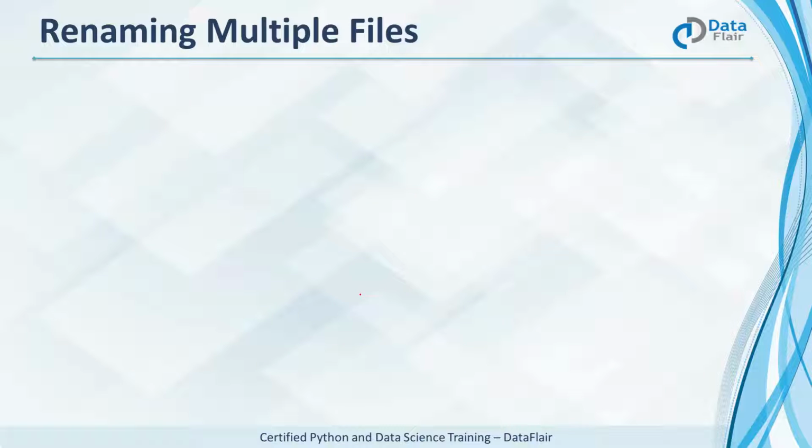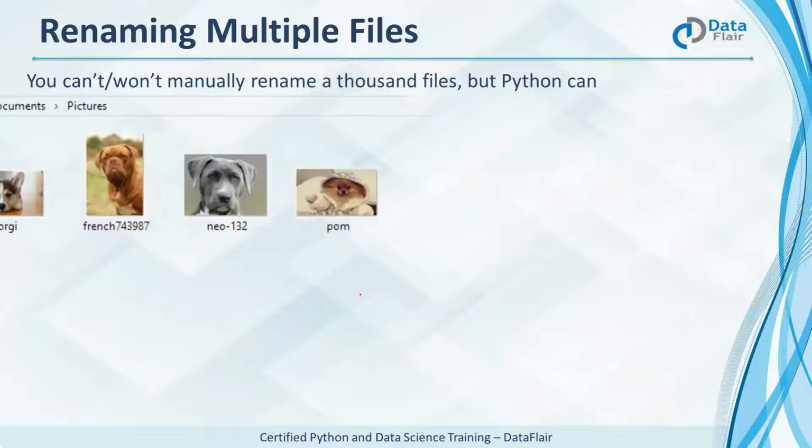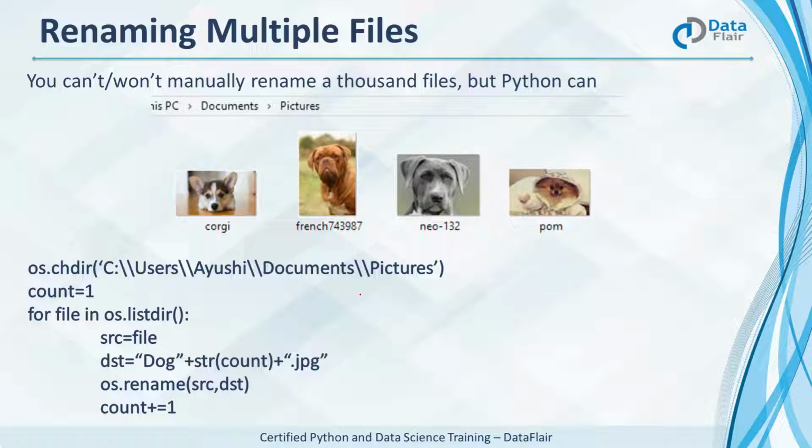What if we needed to rename thousands of files at once? Manually, it would be a horribly menial task, but Python makes it easy for us. But for demonstration purposes, let's just take 4 pictures of dogs. This is the code we use.